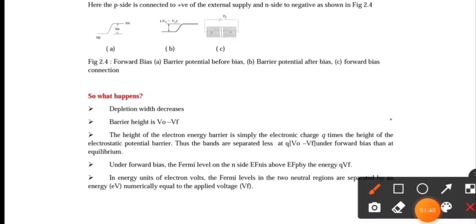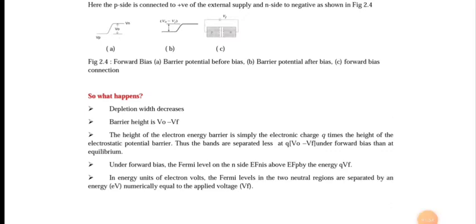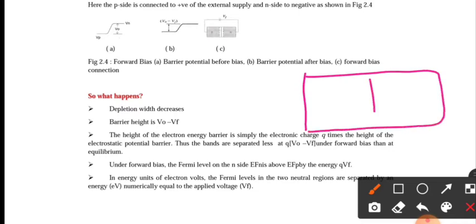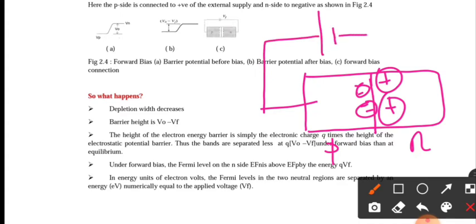So forward bias is nothing but when the p side is connected to positive of the external supply and the n side to the negative, the resulting condition is known as forward biasing. So we have a PN junction here, where this is the P and this is N, and we have negatively charged ions here and positively charged ions at the N side. So when this P type is connected to a positive and N side is connected to negative, then the resulting condition is known as forward biasing.